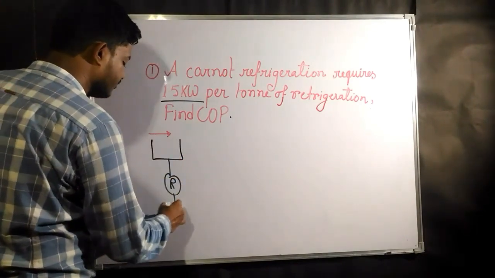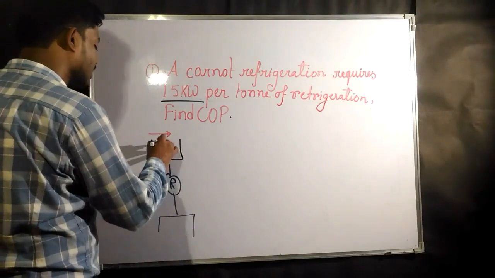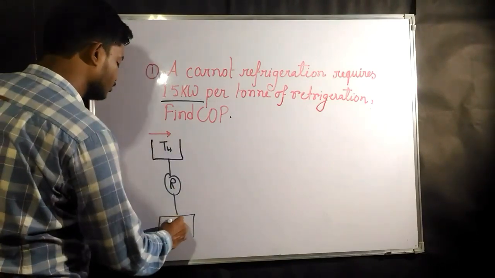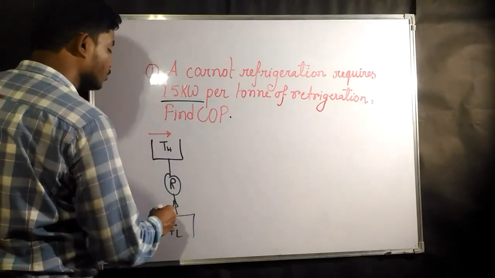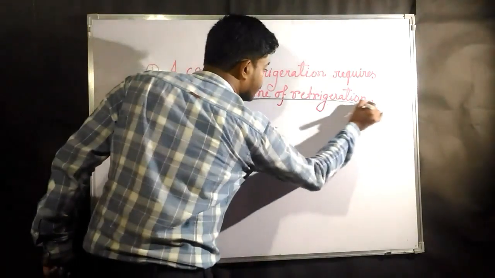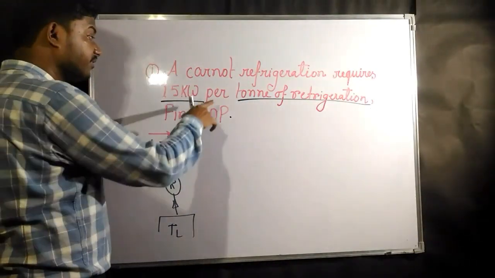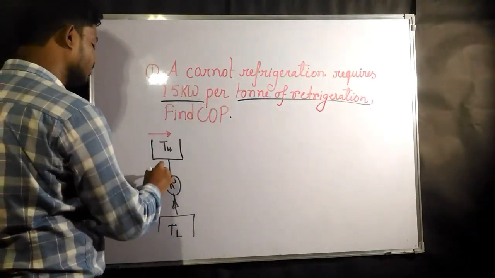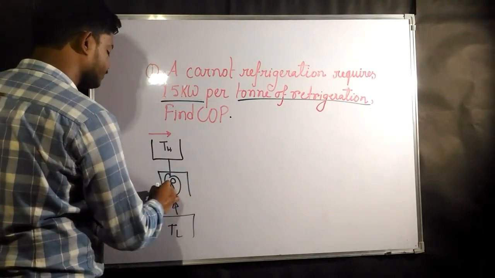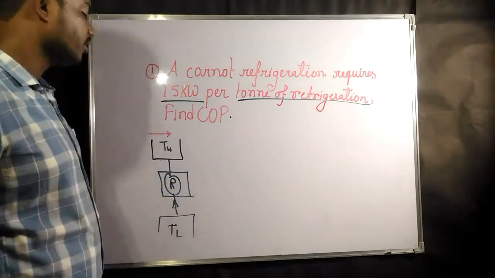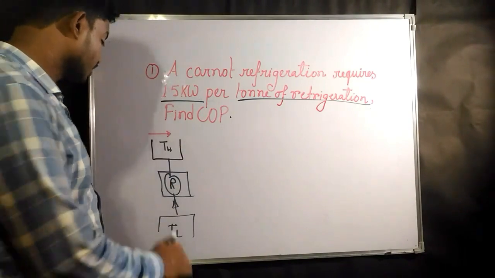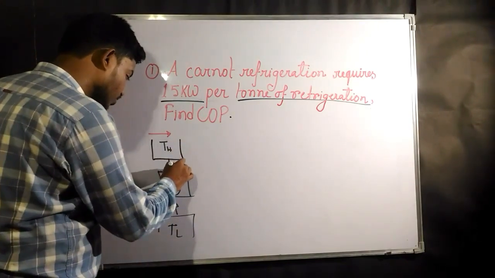This is going to be the refrigerator, this is going to be the higher temperature, and this is going to be the lower temperature, from where we need to take out 1 ton of refrigeration, because they have given that per ton 1.5 kilowatt is required. Now this is going to be the layout. So this heat is going to be QH.